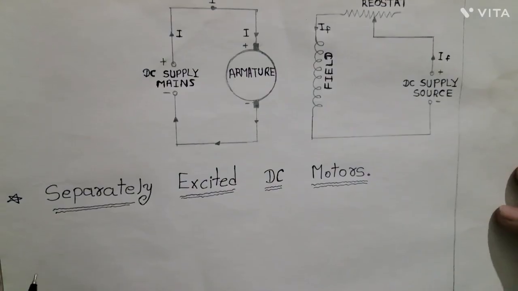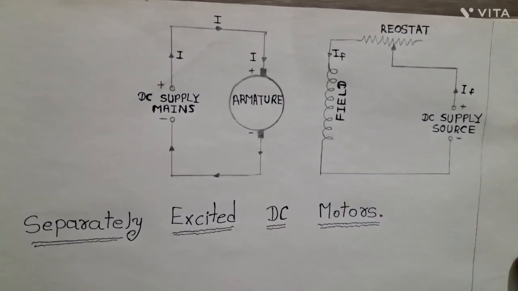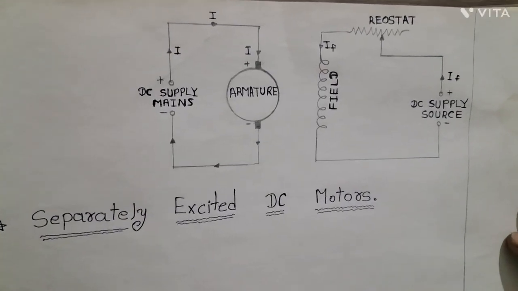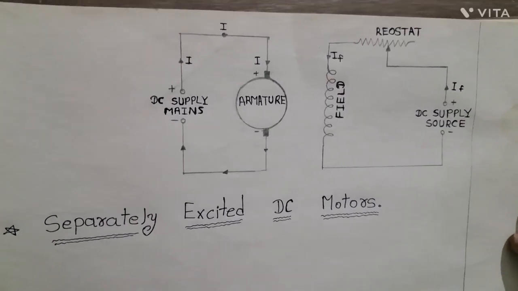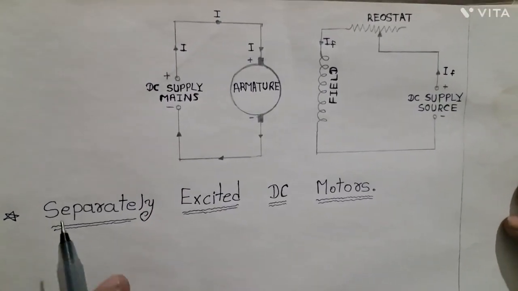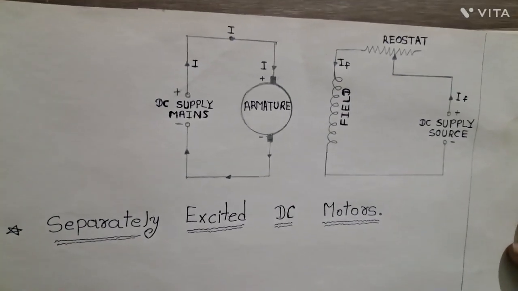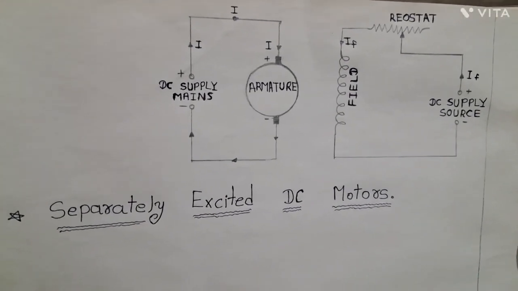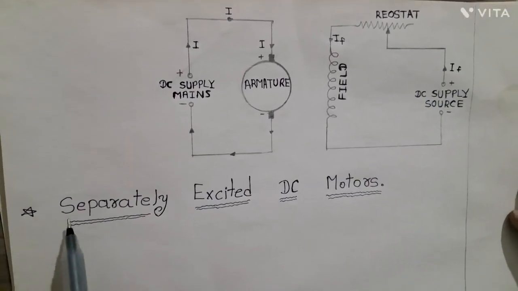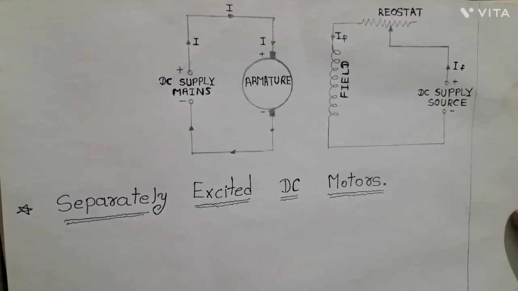Last time we discussed the PMDC motor, the permanent magnet motor, the first of the types of DC motor. Today in this video we will discuss the separately excited motor, series wound motor, shunt wound motor, and compound wound DC motor. Starting with the separately excited DC motor.